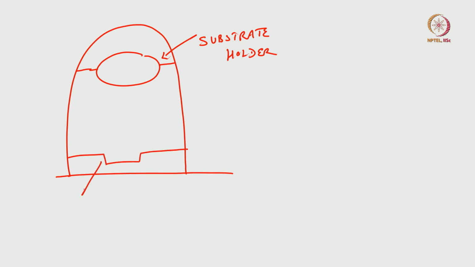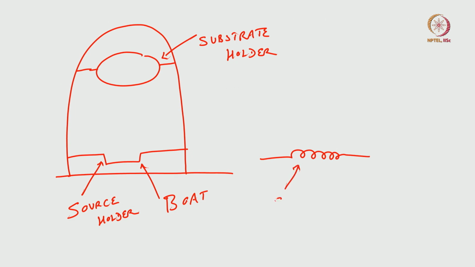In the bottom you have a source holder, and a substrate holder. Source is whatever material you want to deposit. The one that we have used is also called a boat. Instead of that, you can also use a spiral kind of structure like this. This is also used as a source holder.